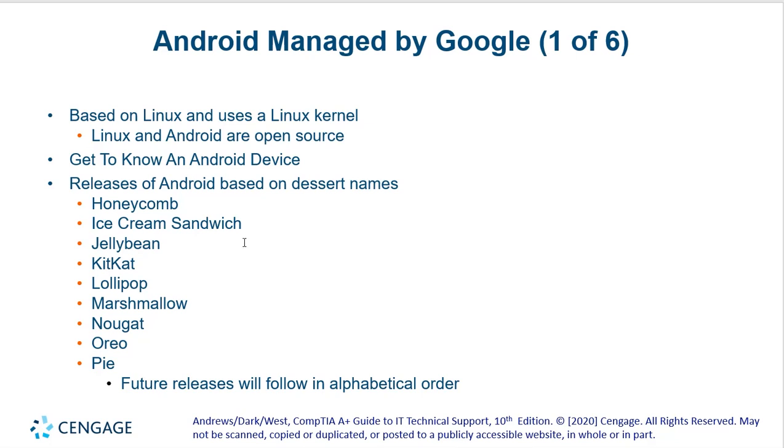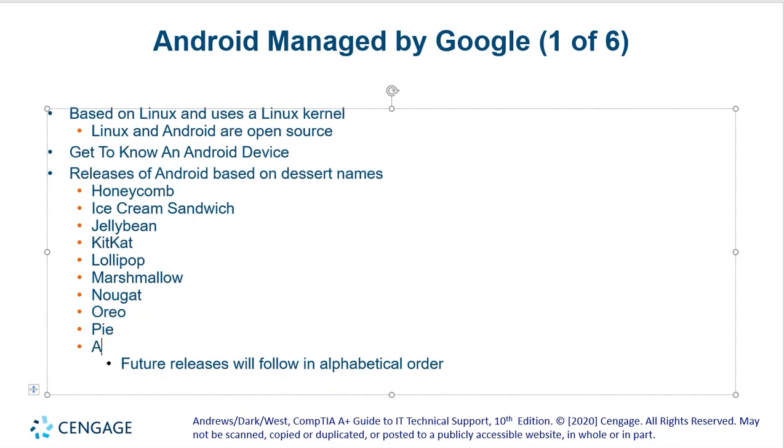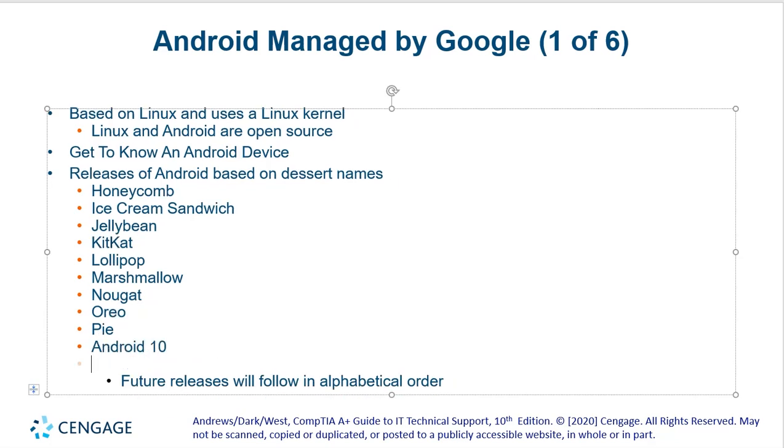And all of these releases here, we have all different kinds of dessert names, but really it should be added on here. We have Android 10 and Android 11. Right now on my phone, I have the Pixel 3. It has Android 10, and it was updated as of the beginning of the month. So really now we've kind of switched over from desserts into numbers.